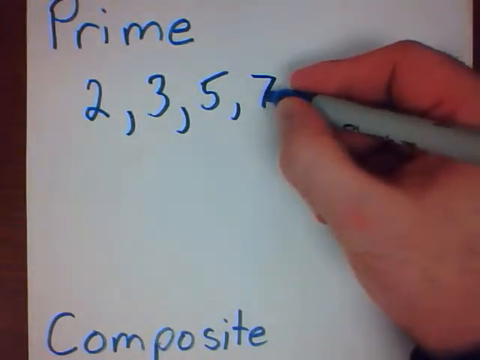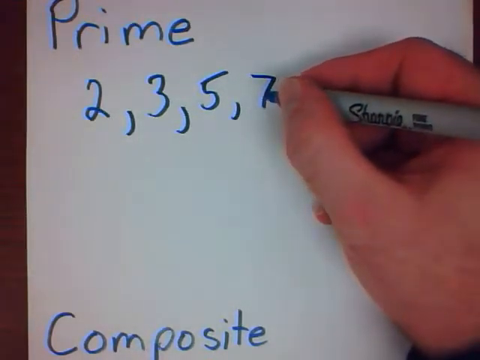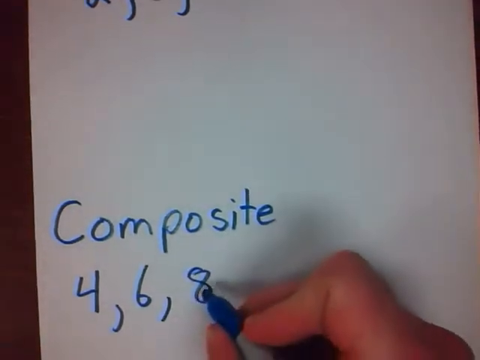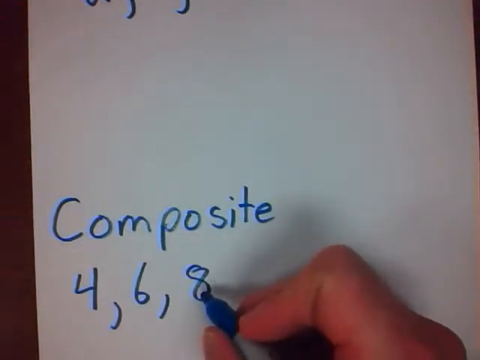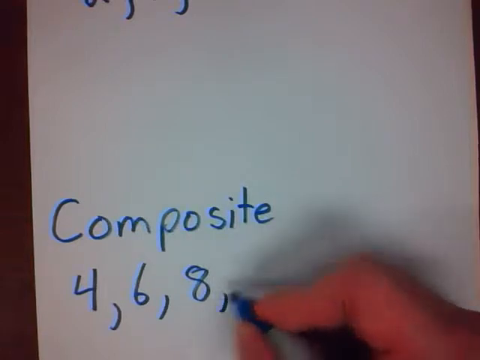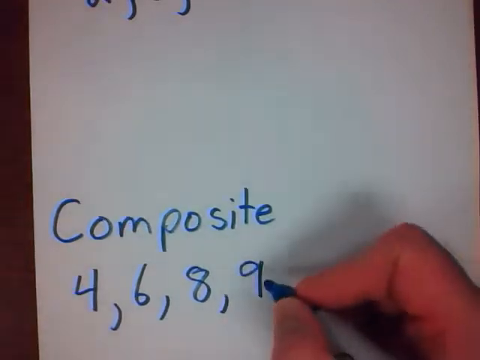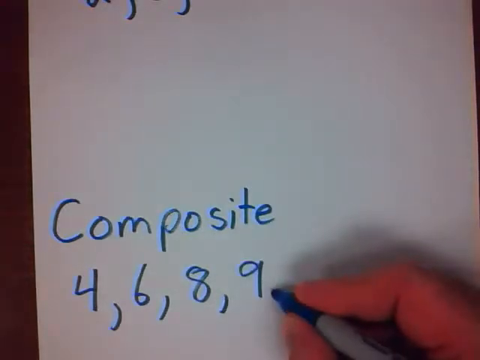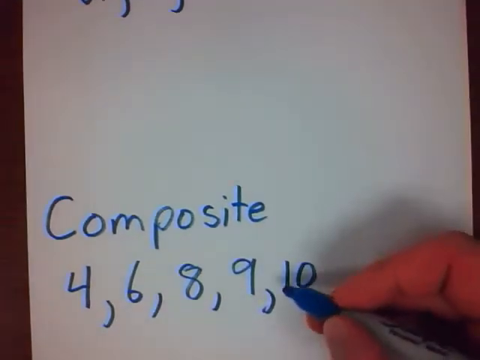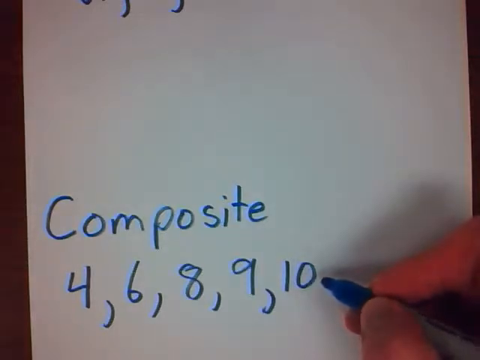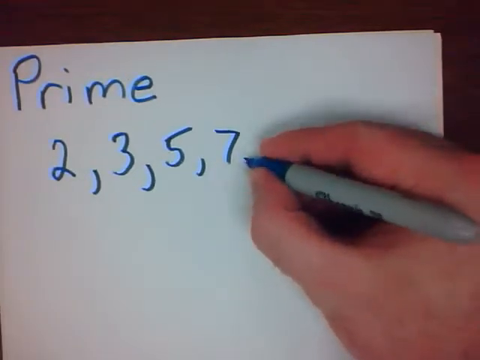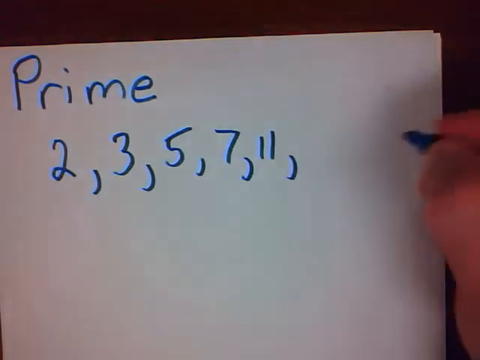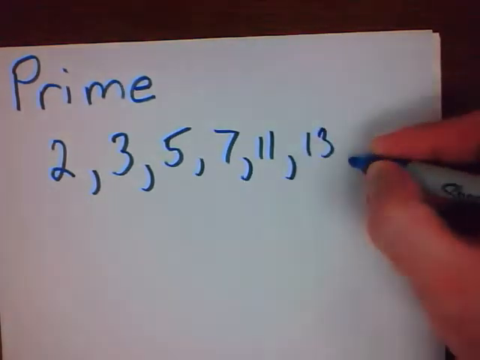7 is only divisible by itself and number 1. 8 is divisible by 1, 2, 4, and 8. 9 is divisible by 1 and 3 and 9. 10 is divisible by 1 and 2 and 5 and 10. 11 is also a prime number. And we can go on. And if you go through all sorts of division, you can find quite a few prime numbers.